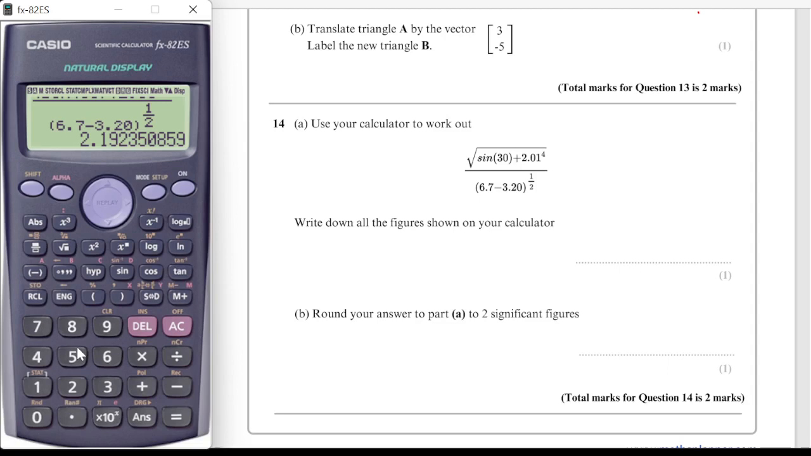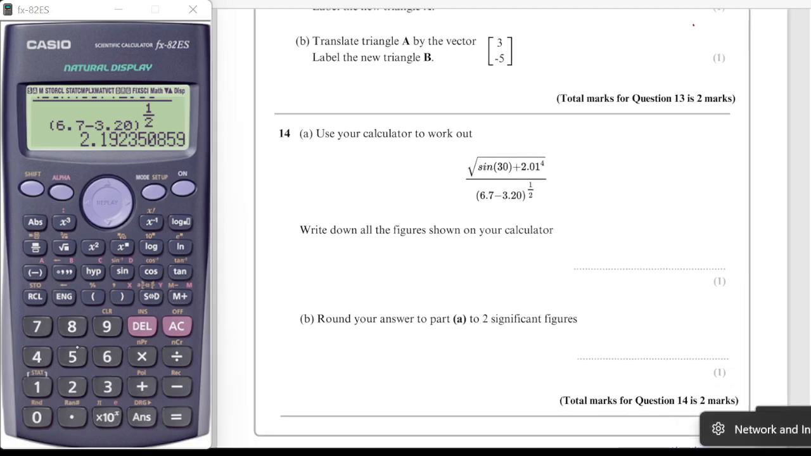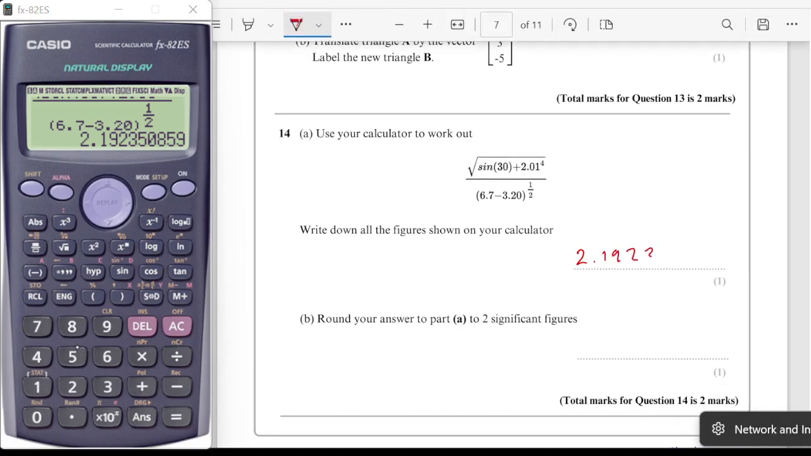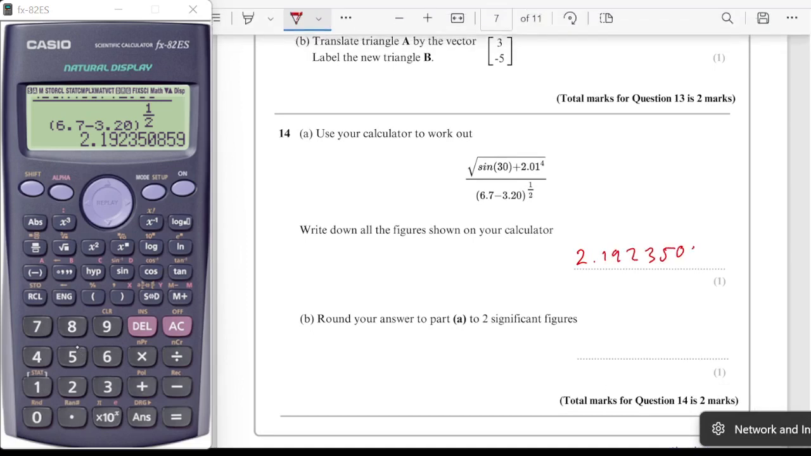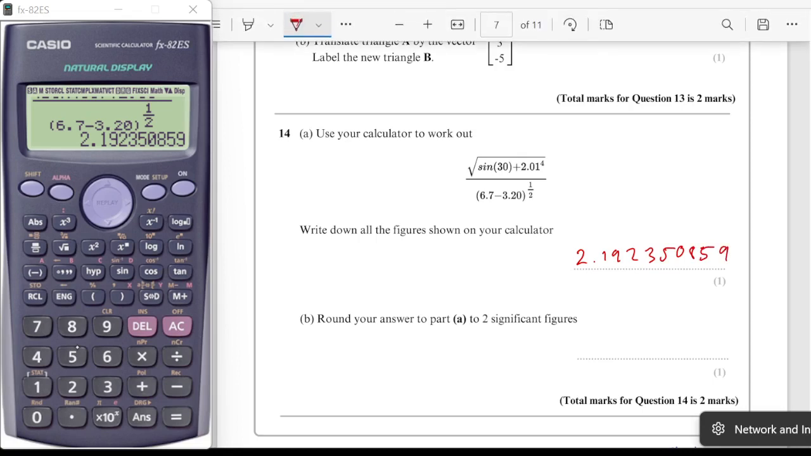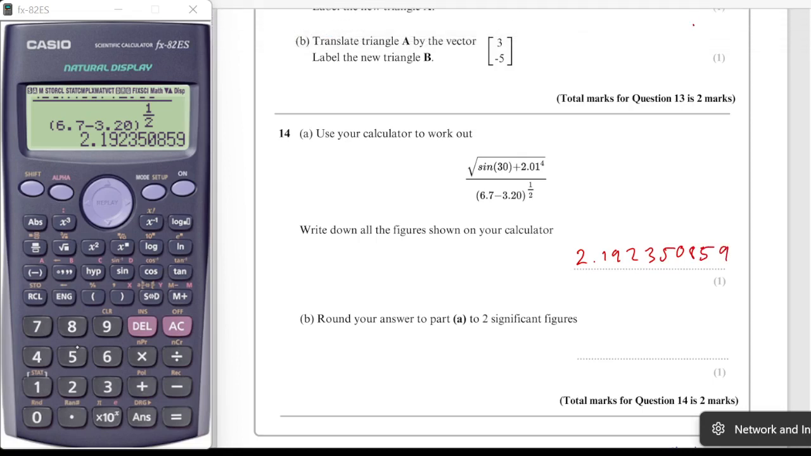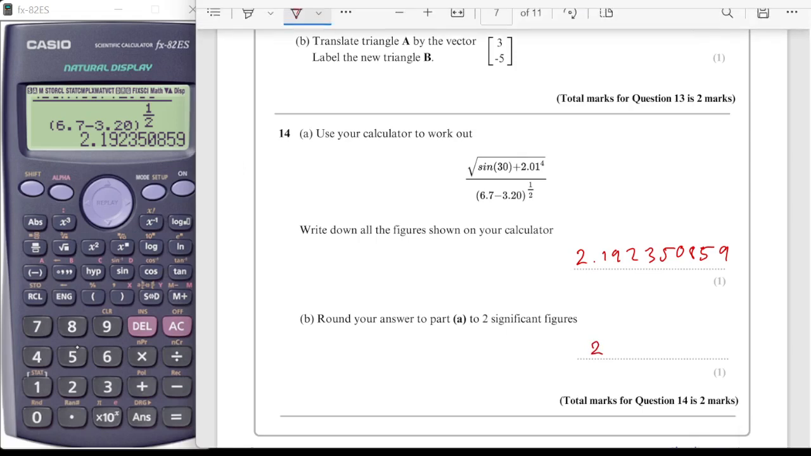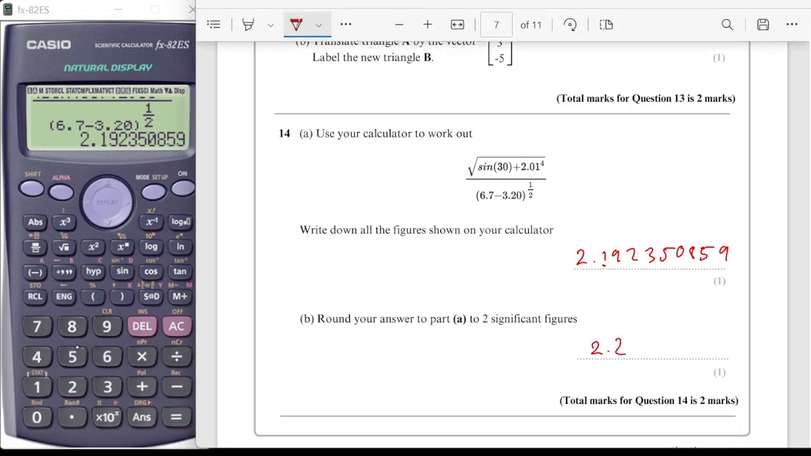So it says to write down all the values. So I'm looking at 2.192350859. And then round your answer to part A to two significant figures. So to two significant figures, that's going to be 2.2. So it's the 2 digit that I'm rounding to. The number behind it's a 9, so it goes up.